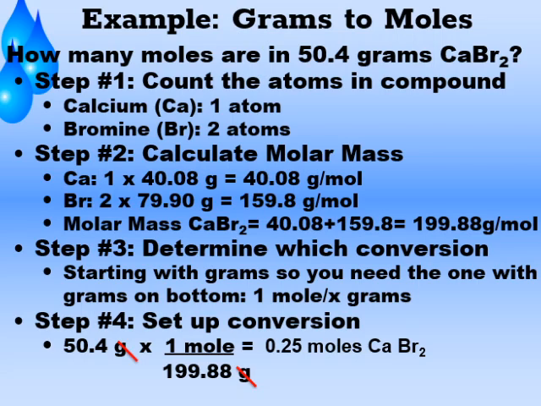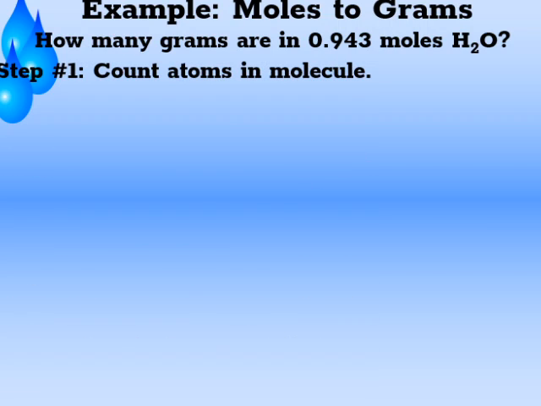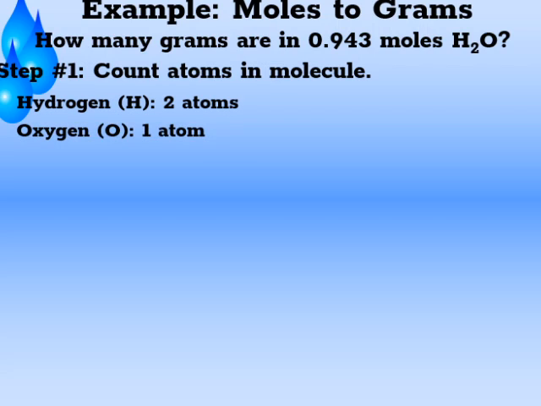All right, let's look at another conversion, moles to grams. So here again, we started with grams in the last one. This one we'll start with moles. So how many grams are in 0.943 moles of water? Step 1, count atoms in the molecule. I have 2 hydrogen atoms and 1 oxygen atom.